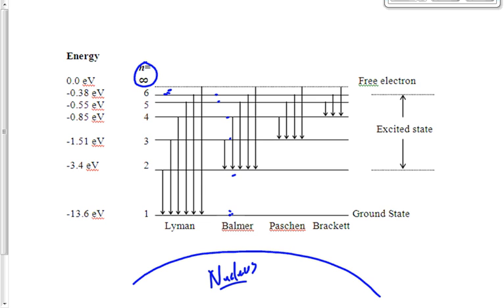You can see on the bottom here, we've named the different series. When an electron makes a transition to or from level 1, we call it Lyman. To level 2, Balmer, Paschen, Brackett. You don't need to know those names. These numbers that appear on the left-hand side are the energies of the different levels, specifically for hydrogen.